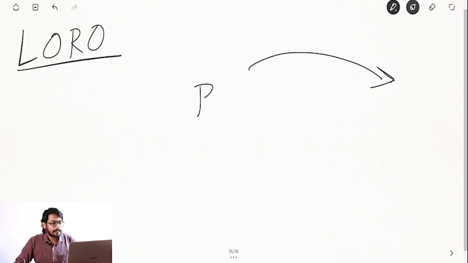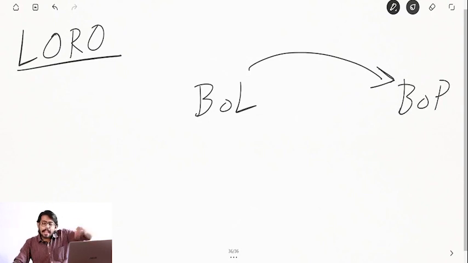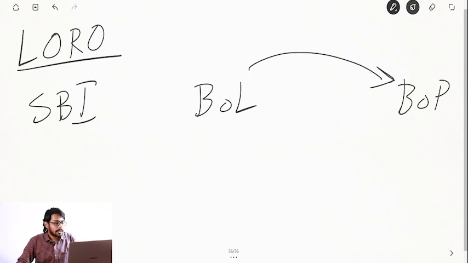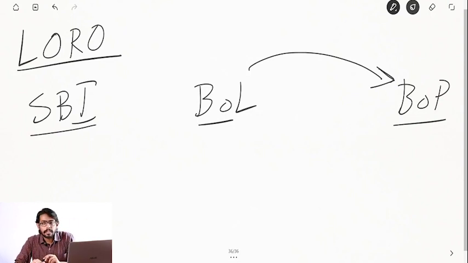Bank of London has an account with Bank of Pakistan. Another bank has an account with another foreign bank. That is SBI's Loro account. So Bank of London has an account with Bank of Pakistan. That is SBI's Loro account. What happens? One of your customers wants to go to Pakistan. Suppose the relationship between Indian banks and Pakistani banks is not that good.